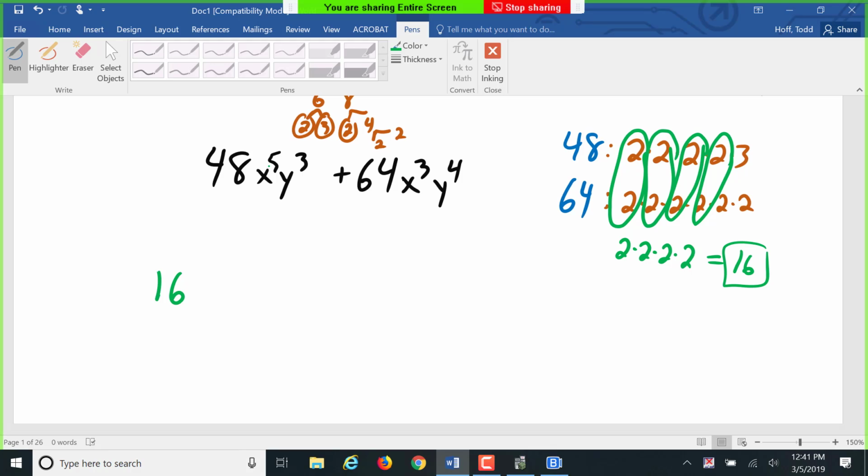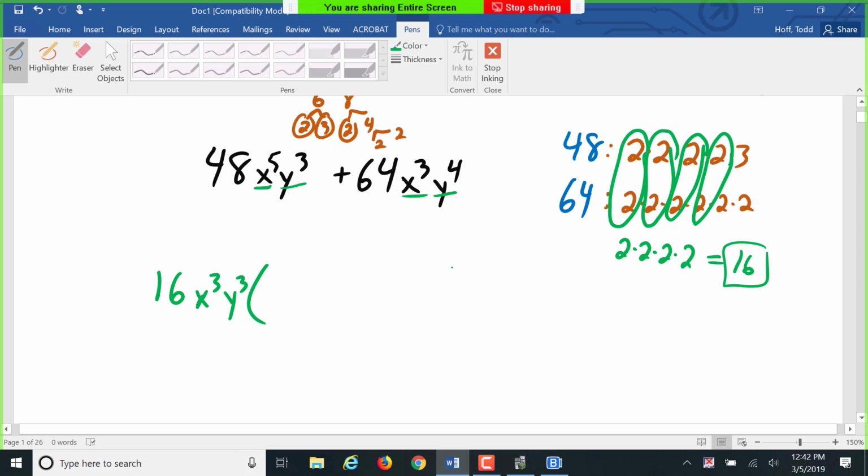Now for the variables, we do the same thing. It is the smallest power for each variable. So for x, what's going to go into our greatest common factor? X to the third, perfect. We have x to the fifth and x to the third. X to the third is the smaller power. How about for y? Also y to the third. We have y to the third and y to the fourth. Y to the third is the smaller power.